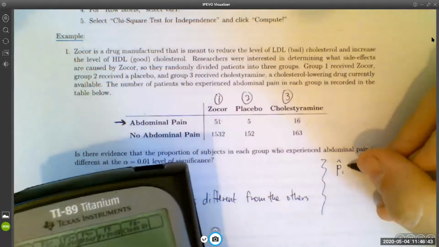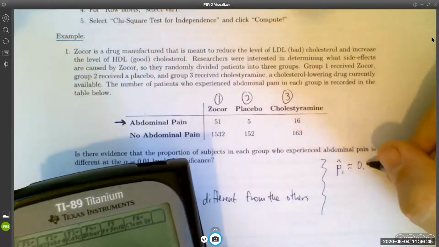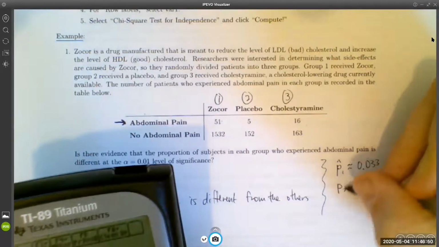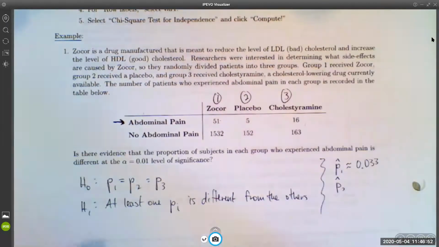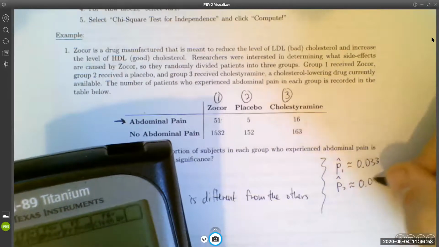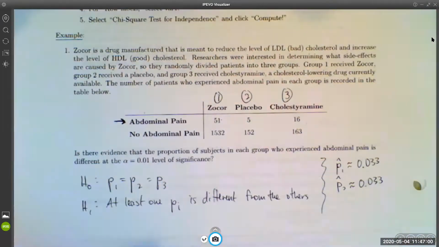So in P1, about 3.3% experienced abdominal pain. In group 2, that's the placebo group, it would be 5 out of 152. That, well, to 3 decimal places, also rounds to 0.033. So I think those two at least are pretty similar.